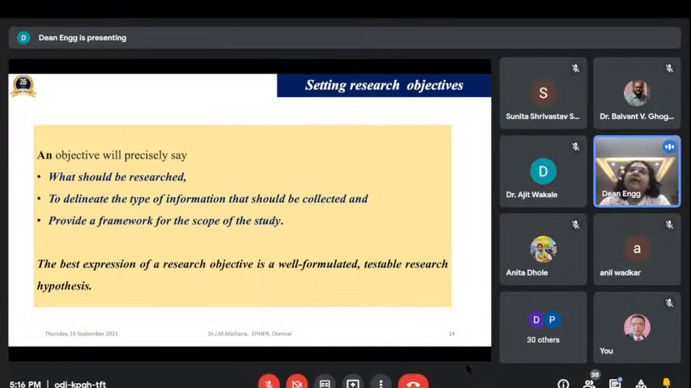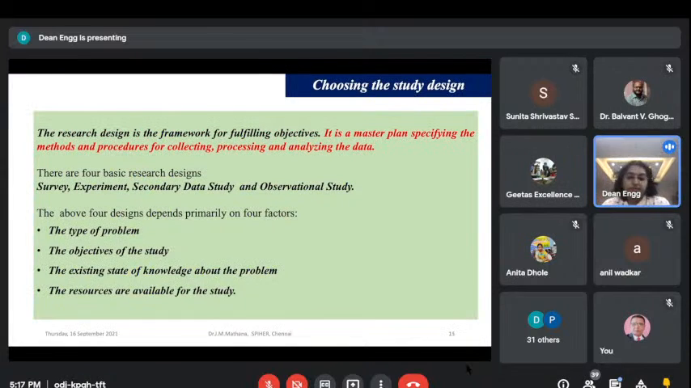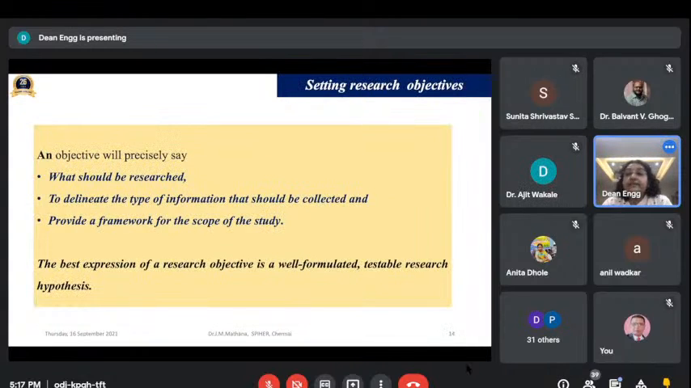Normally I used to tell my research students, always you should select 3 to 4 objectives, so that for each objective we can write one research paper, so that it is very easy to write our thesis, right? So always the research objective precisely says what should be researched, to delineate the type of information that could be collected and provide a framework for the scope of study. Right. Now the research objective is ready.